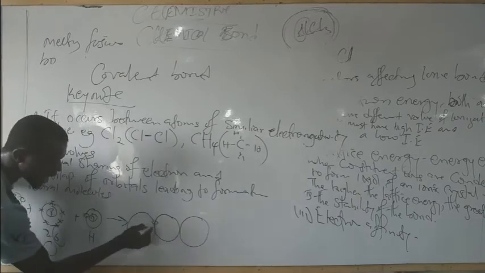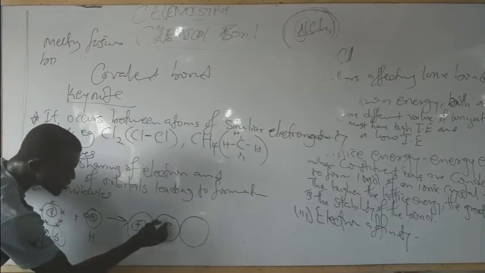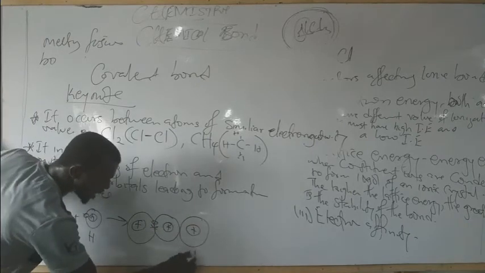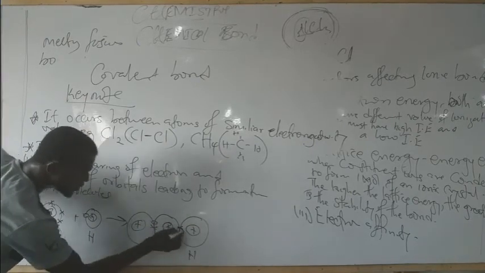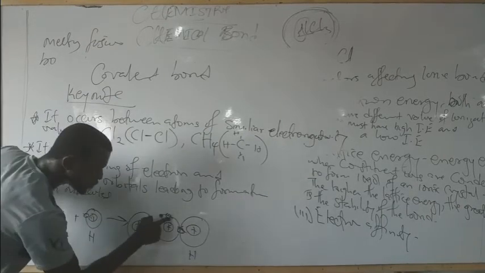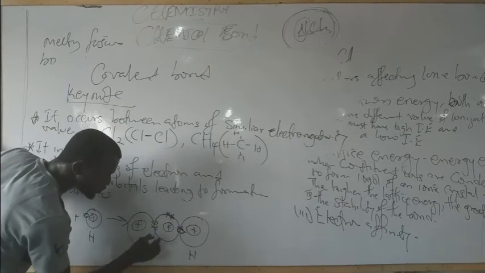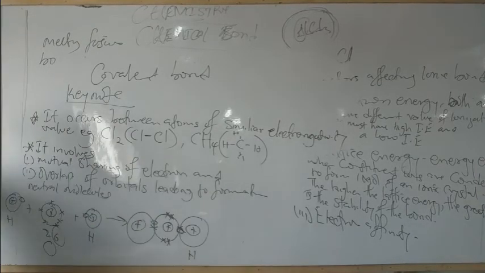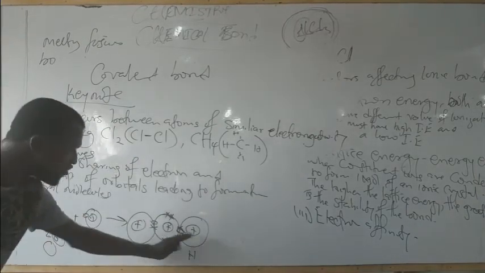So this is a nucleus, this is a nucleus. So this is hydrogen, and this is the same thing here. Now we have one contributed to the shared pair, and this one was as well contributed. So how many do we have left? We have 1, 2, 3, 4. 1, 2, 3, 4. So this is called a covalent bond.